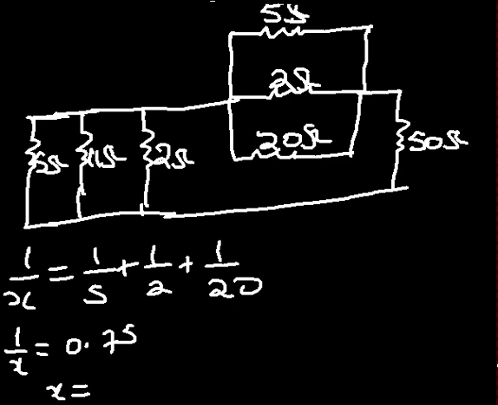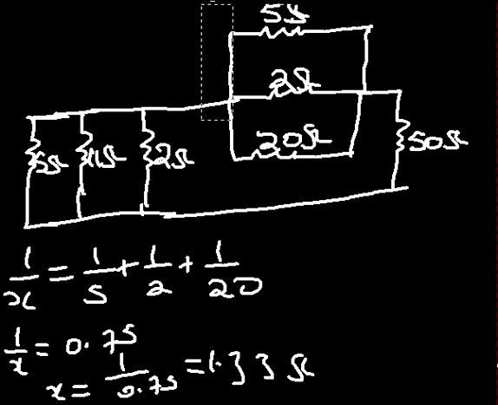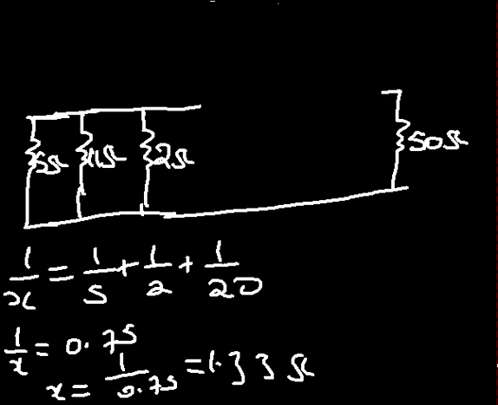And what would be the x? X would be given as 1 over 0.75, which is equal to 1.33. So 1.33 ohm resistor. So which means the circuit has now been reduced to this case. Now this is x, which is equal to a 1.33 ohm resistor.